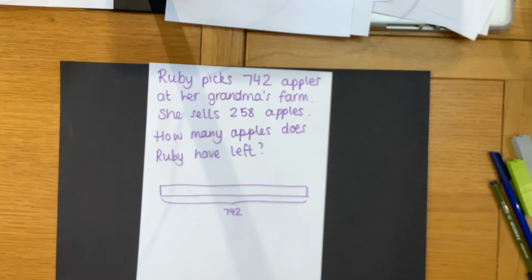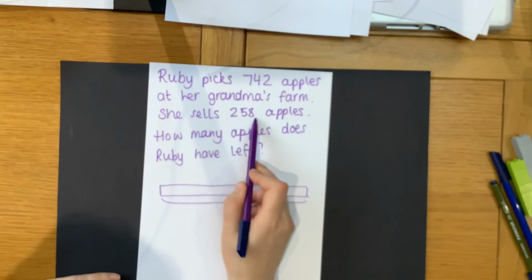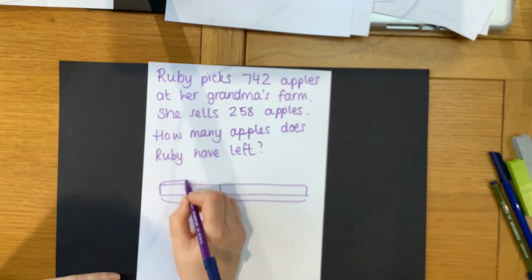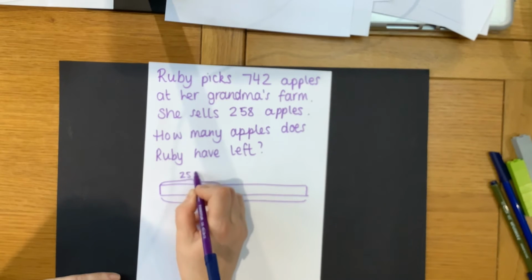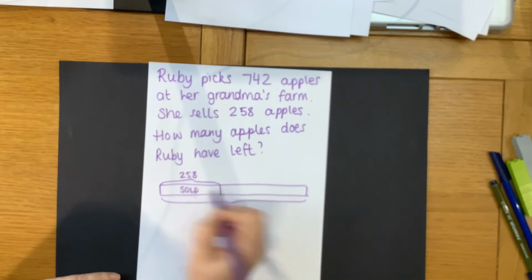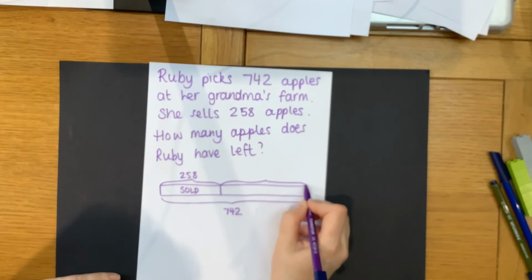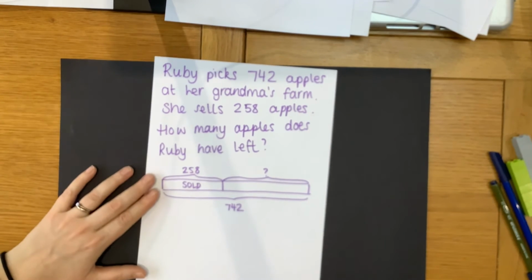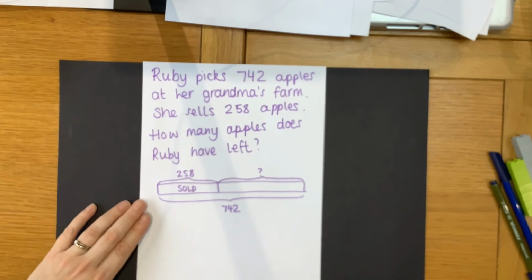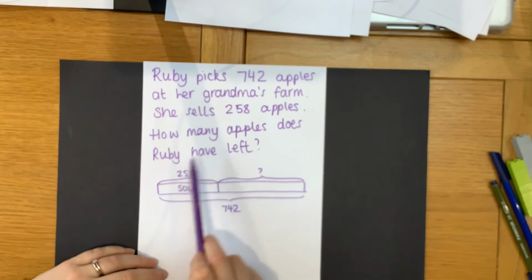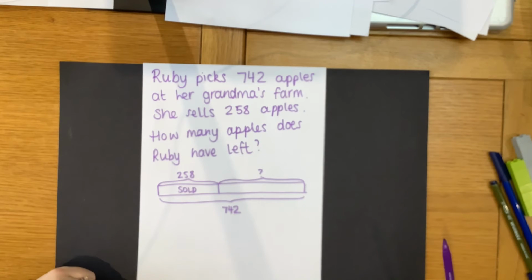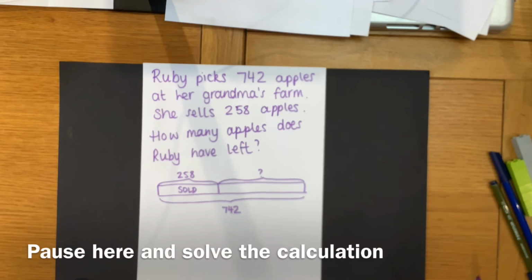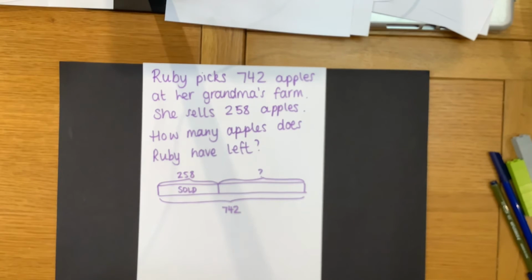Okay, hopefully you blocked off 258 apples. Those are the apples that Ruby has sold. So what we want to work out is how many apples are represented by that part of the bar. Your bar might look exactly like mine, or you might have put the 258 at the other end of the bar. It doesn't matter either way, you'll get the same calculation. So then which calculation is it? Pause, write down the calculation you're going to do and find me an answer, and then unpause to compare your answer to mine.